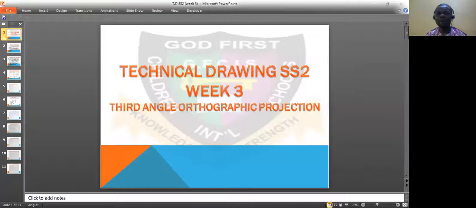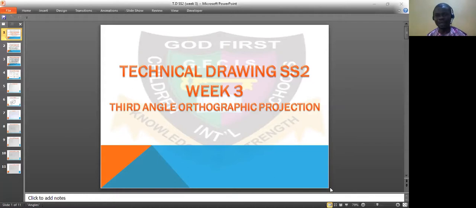You will recall that last week we talked about the first angle orthographic projection, and I told you we have 2 angles of projection. We do not have the second angle. We use the third angle and the first angle. These are the 2 angles of projection in orthographic drawing.